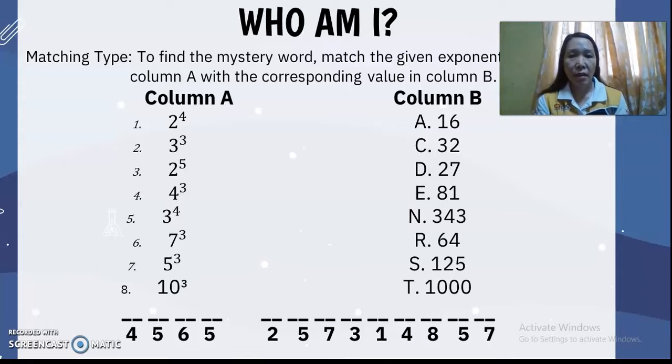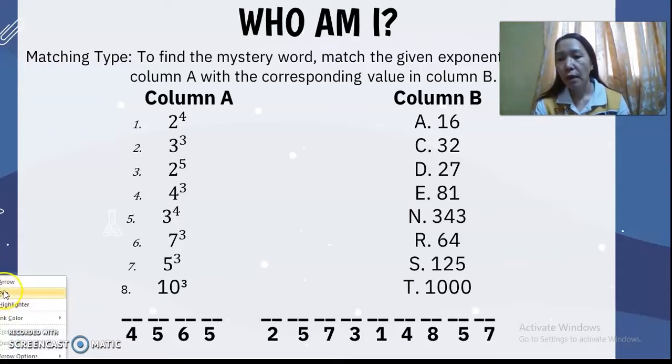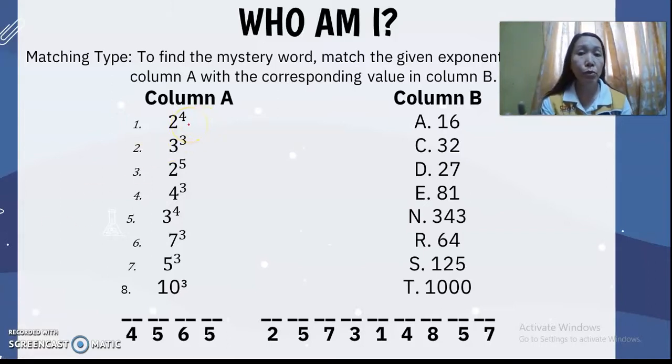Before we proceed to the main topic, let us have a short recall on simplifying positive exponents, because this is very essential to our next topic. Who am I? To answer this question, we are going to decode by matching column A with column B. For example, in number 1, we have 2 raised to 4. So 2 is the base and 4 is the exponent. We are going to multiply 2 by 4 times. So 2 times 2 is 4, times 2 is 8, times 2 again is 16.